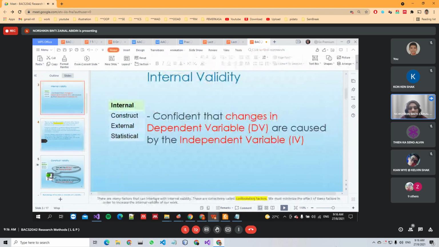Okay, that one is this one just now. So it is confident that the change in DV are caused by the IV.